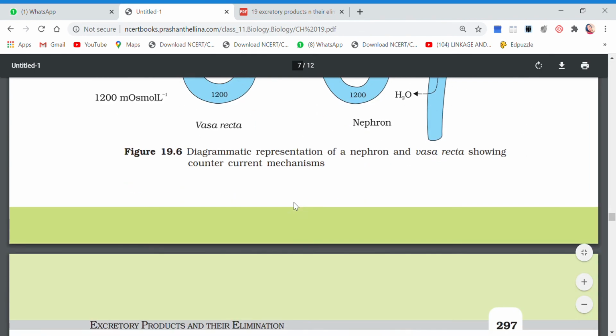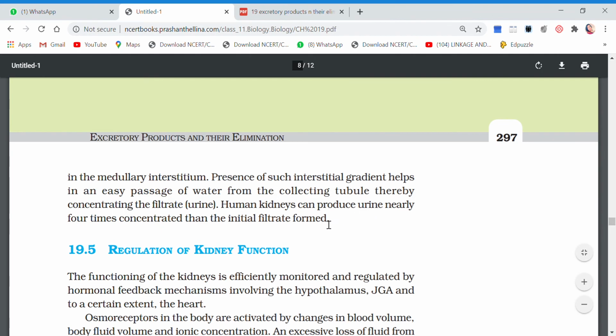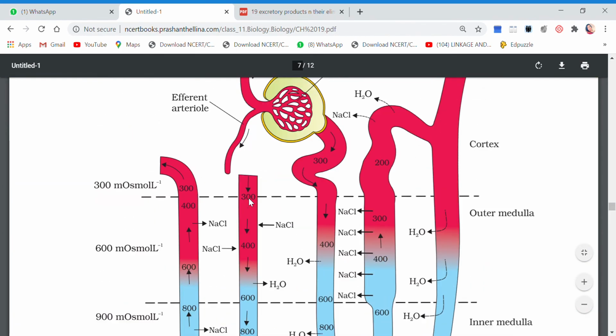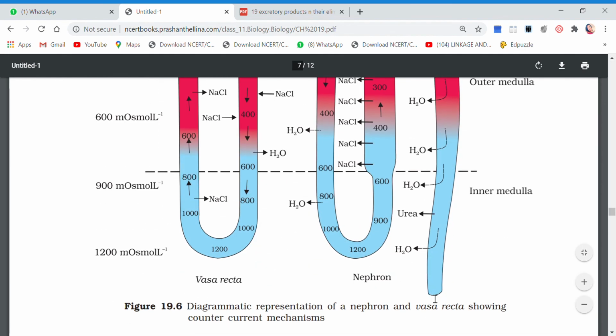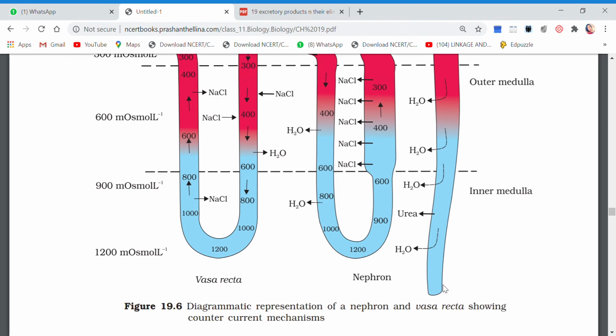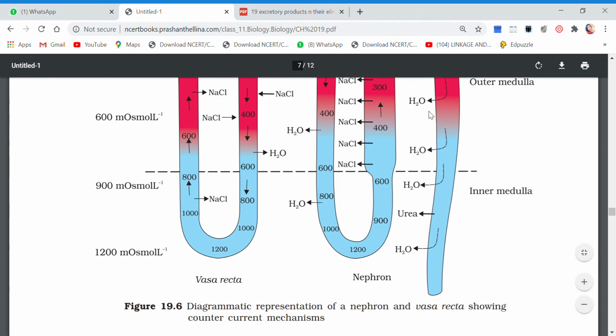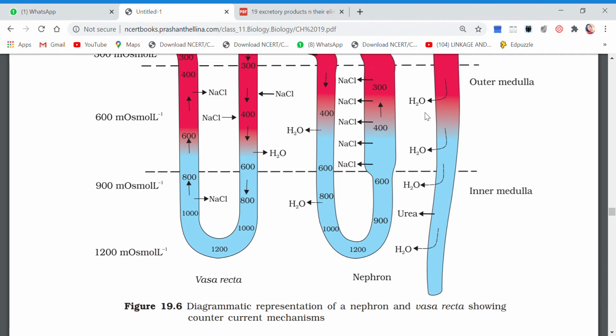So that means the concentration is maintained here. Okay, human kidneys can produce urine nearly 4 times more concentrated than the initial filtrate. That means the concentration of the filtrate we got at the start, and the concentration of the urine that came out at the end, there is a 4 times difference between the two. Okay, so this is about the counter current mechanism.